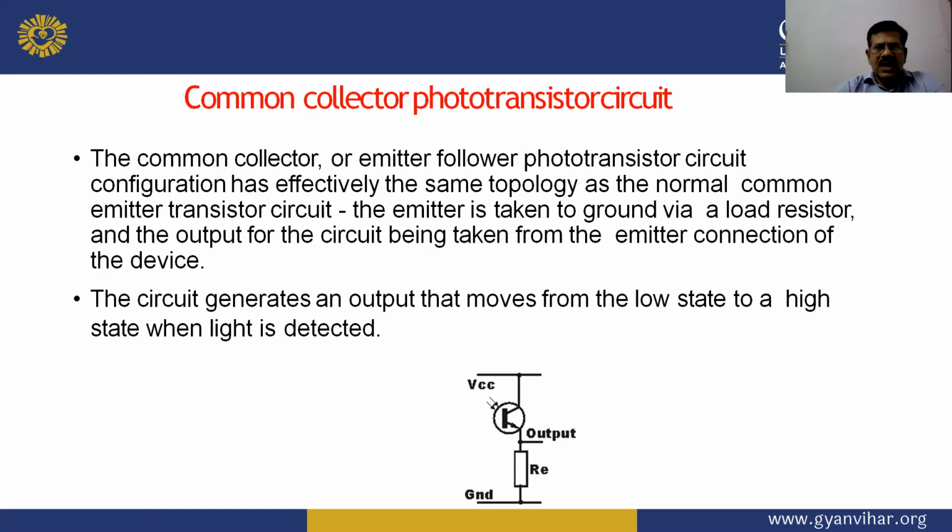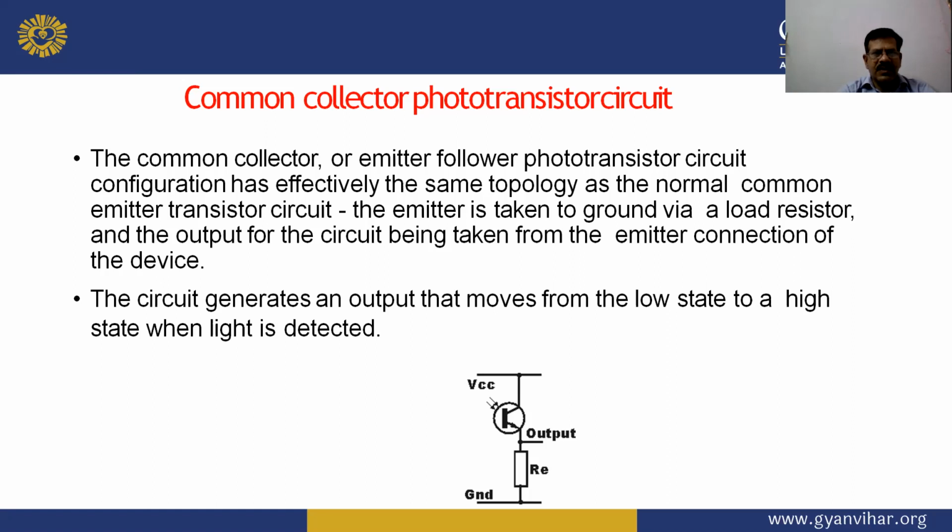But in the common collector phototransistor circuit, the second type of connection of phototransistor circuits, the collector is common between the input terminal and output terminal, or input circuit to the output circuit. The common collector or emitter follower is also called a voltage follower. So the gain of the emitter follower generally must be equal to unity.